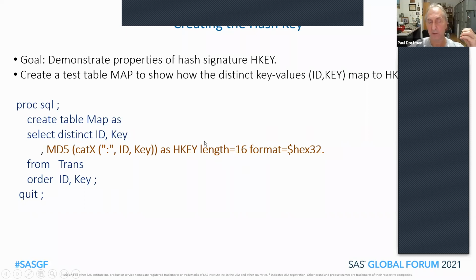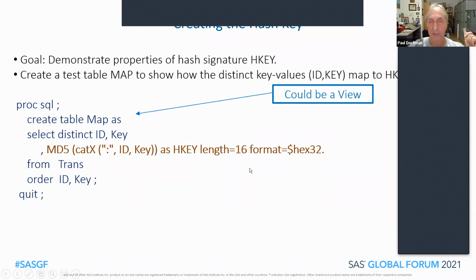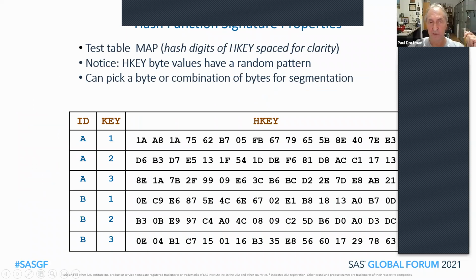then MD5 it, and arrive at H key, which is a character variable of length 16, but it's more convenient to look at it in hex, because otherwise what you'll see is gibberish. I'll execute it. That can actually be a view, if you want to avoid the disk footprint. And that's what we have in response.